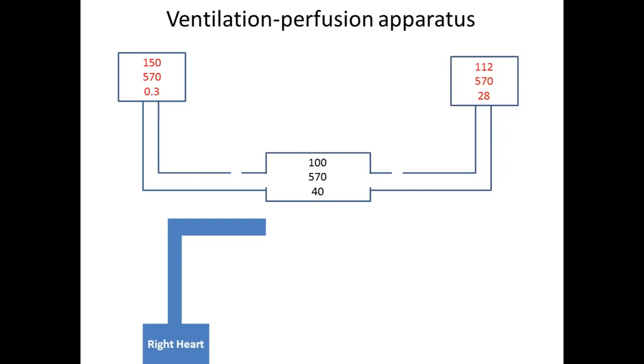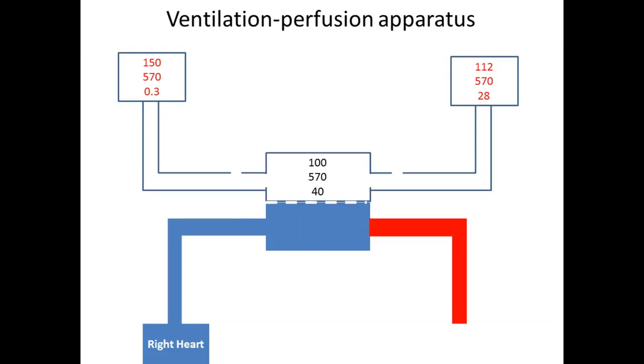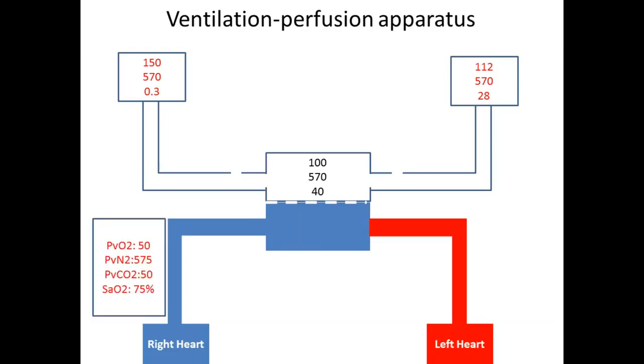And now you have the right heart, the perfusion part of the apparatus. The right heart is pumping the blood through the pulmonary artery, and now you have the blood in the alveolar capillaries, and the blood goes back to the left heart. And the aim of that is to improve the venous partial pressure of oxygen from 50 and saturation of about 75 to about 97 partial pressure of oxygen and saturation close to 100%. So that's a normal subject.